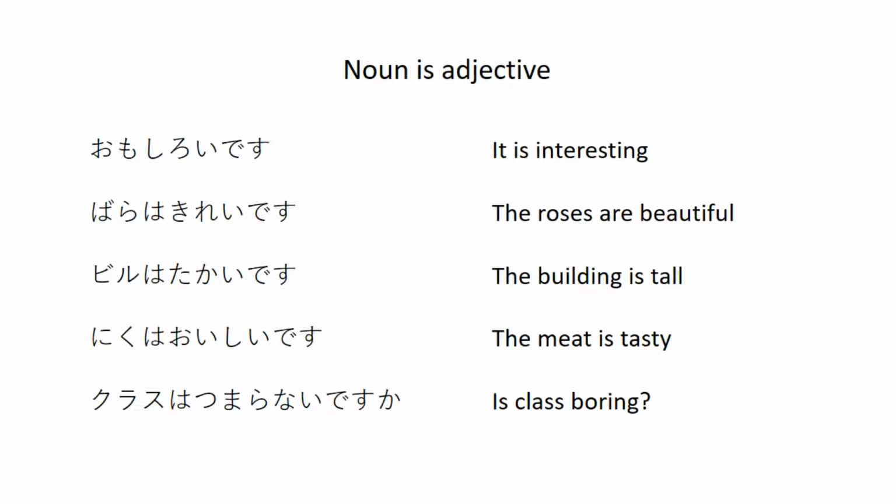Next, niku wa oishii desu. The meat is tasty. Kurasu wa tsumaranai desu ka? Is class boring? You will notice here I've added ka, again making it a question. So you can make any of these sentences a question by simply adding ka.